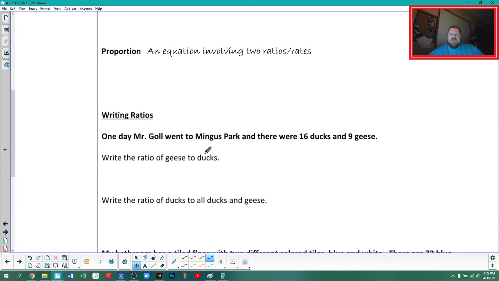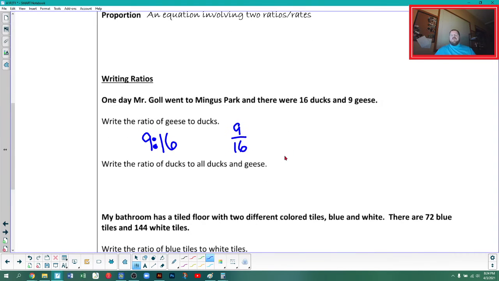So it says write the ratio of geese to ducks. Okay, there's 9 geese and 16 ducks, so we would say 9 to 16. Okay, if somebody were to ask the ratio of geese to ducks. And another way, more commonly for math classes, we would see it written as a fraction. But there are times that you'll see it with just a colon in the middle, okay, the two vertical dots. Just saying that you're comparing this number to this number. Okay? Like a lot of times like in a scaled type of ratio.